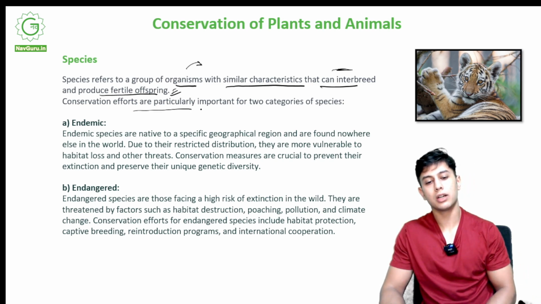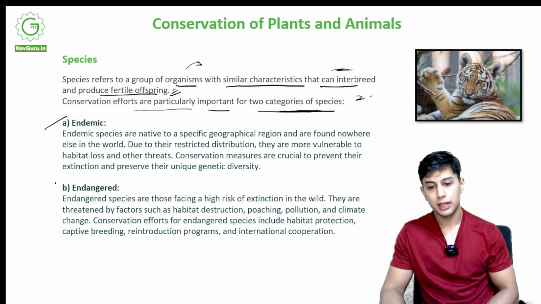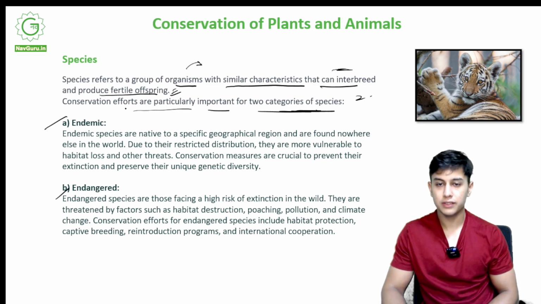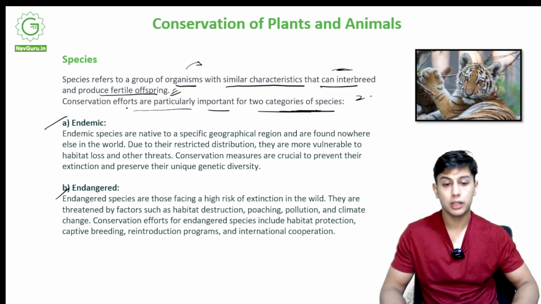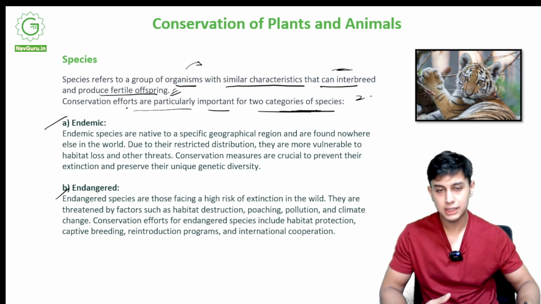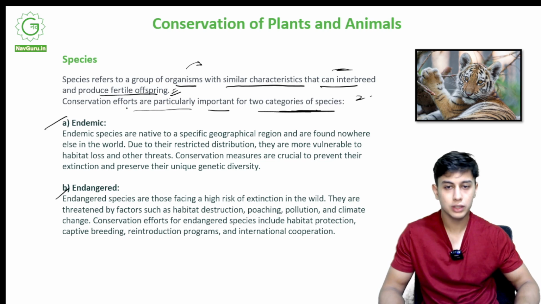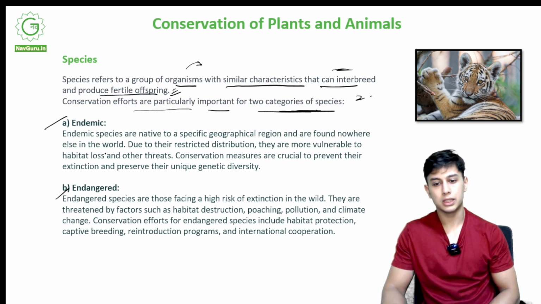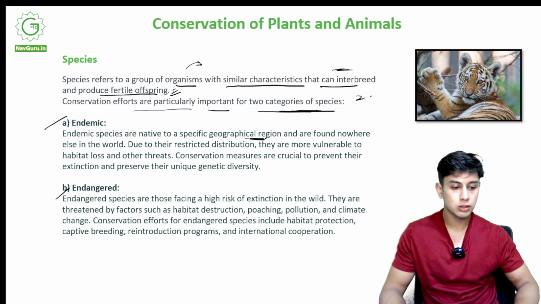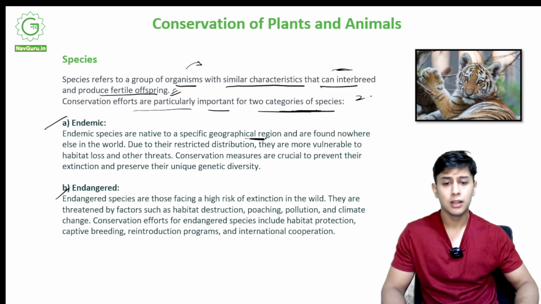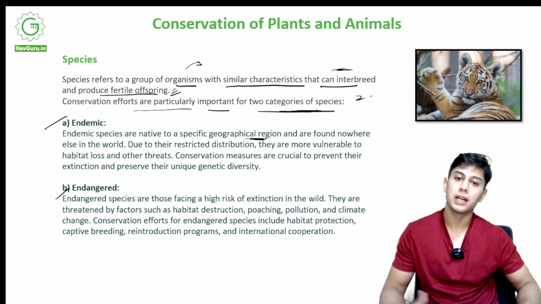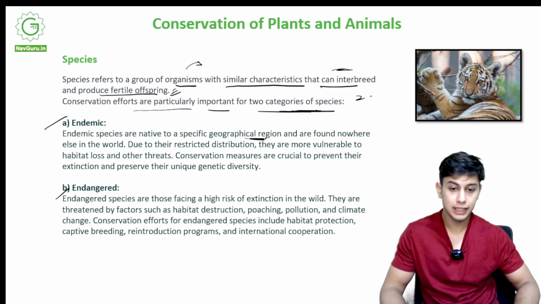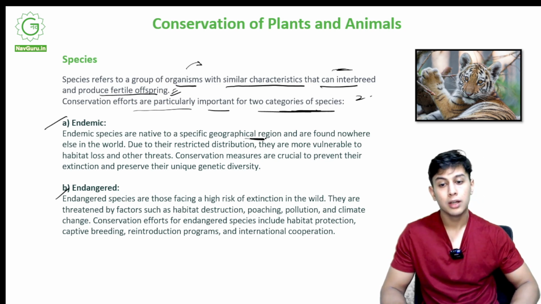Conservation efforts are particularly important for two categories of species: endemic and endangered. So conservation, what we are studying about, is important for two categories of species. Now the species have been categorized based on their population, based on the dangers to them. So first is the endemic species. Endemic species are native to a specific geographical region. What is a specific geographical region? Means, for example, coastal areas, deserts, cities, hilly areas. These are geographical regions where some species might only be found.